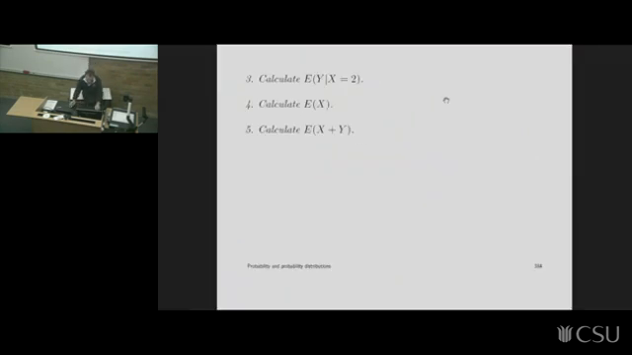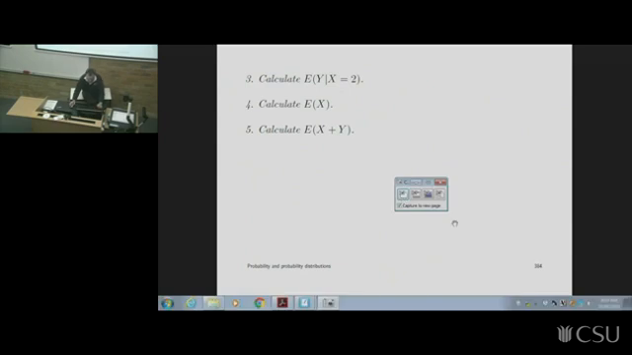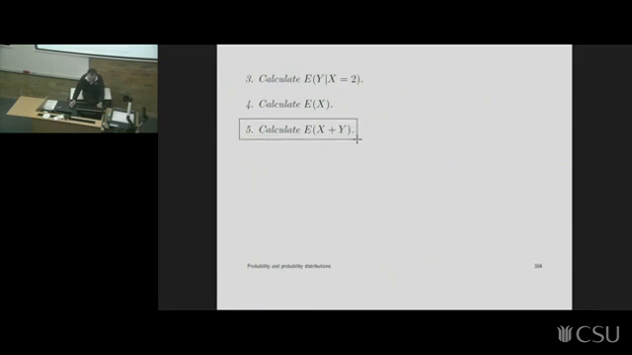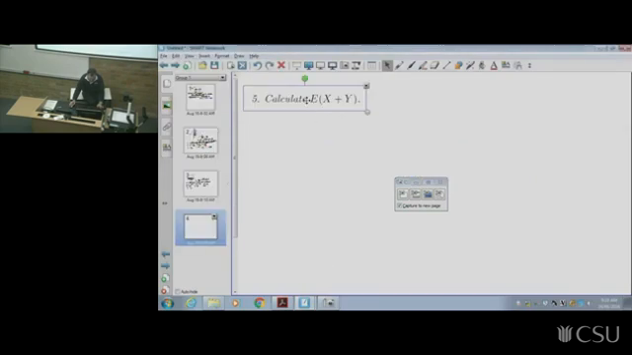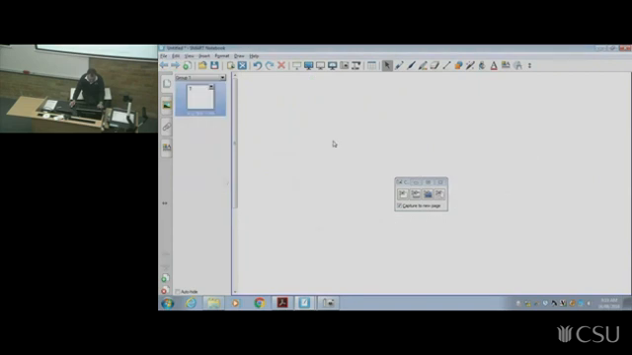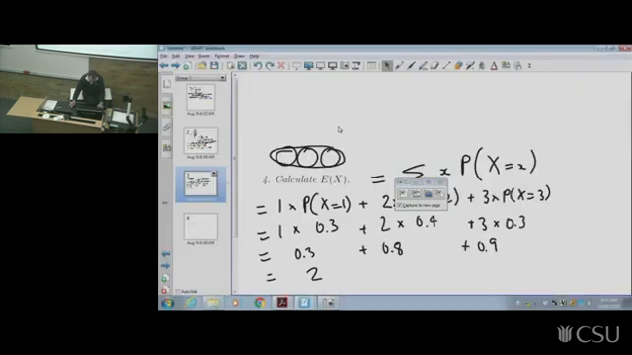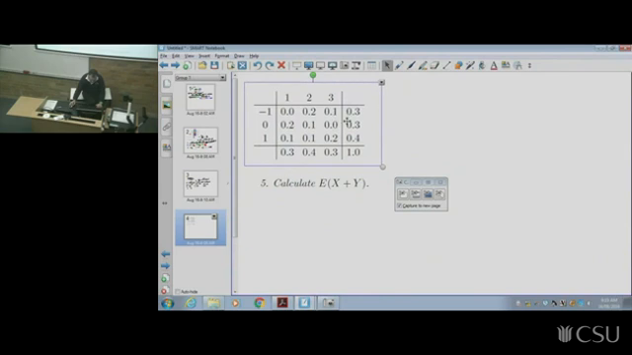So the last of these. Again, with the same table, we want to work out the expected value for x plus y. Now, there are 2 ways of doing this. I'll do the long way first, and I'll show you what the short way is.